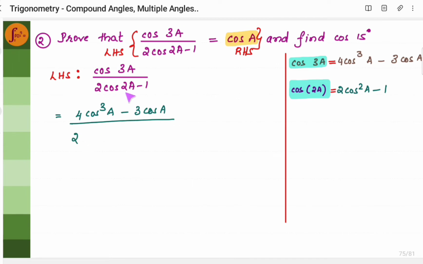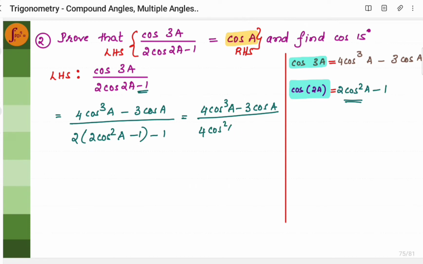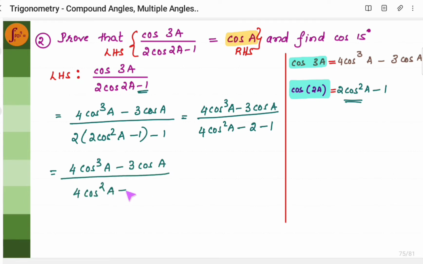And for 2 cos 2a, what is cos 2a? Again, 2 cos square a minus 1. So 2 into (2 cos square a minus 1) and this minus 1 here. So let's simplify. 2 into 2 will be 4 cos square a minus 2 minus 1. This is nothing but (4 cos cube a minus 3 cos a) by (4 cos square a minus 3).